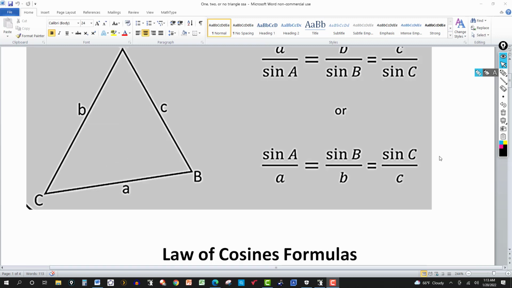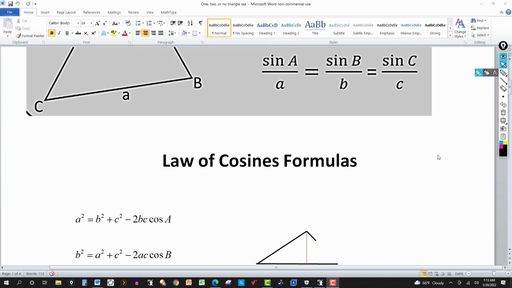Here's the formula, or formulas. And I talked about how to use these. So if you didn't see the video, I'll put a link in the description just in case you want to refer to that. Formulas for the law of cosines.